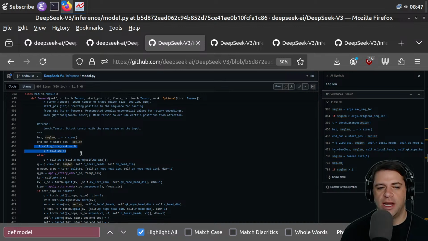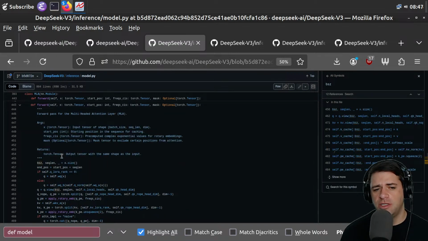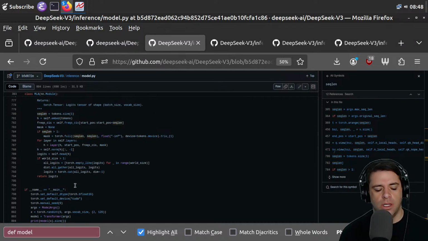And then depending on what the LoRa rank is, we're going to either call WQ of X or WQB of Q norm of WQA of X. This might be something they talk about in the version 3 paper. I don't quite remember. At any rate, we're going to take a view on Q. Q should be the queries, and we got them from calling this WQ thing of X. We're going to pass in the bsz, which again might be something like the token size, the sequence length, the number of local heads. Oof. How far did I just jump?